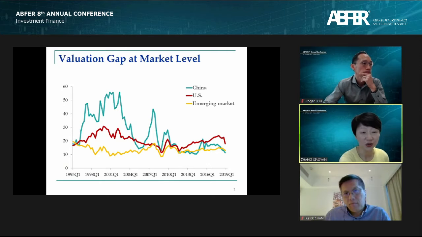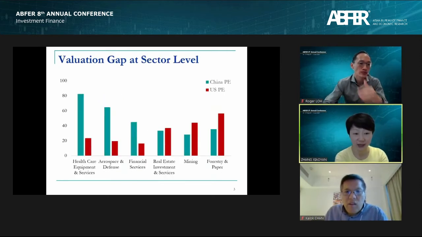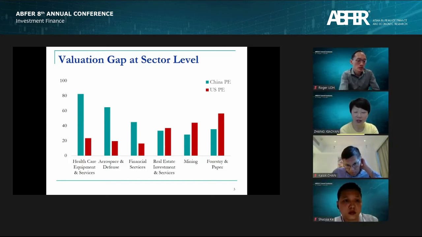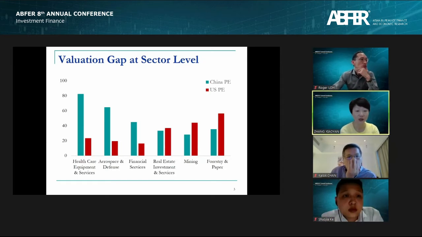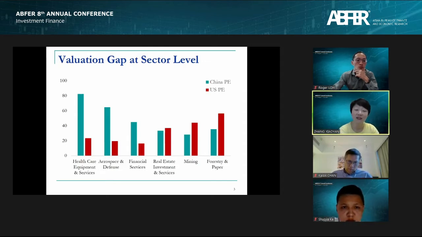I'll also show you what happens at sector level. Here I pick 6 different sectors. On the left, I have 3 sectors with very high valuation in China, but lower valuation in the United States. Those are healthcare equipment and services, aerospace and defense, and financial services. And on the right, those are the sectors with not very high, but higher US valuations than those in China. So using this picture, I'm trying to show you that the valuation gap not only happens at the market level, there are a lot of cross-sector differences in valuation gap.